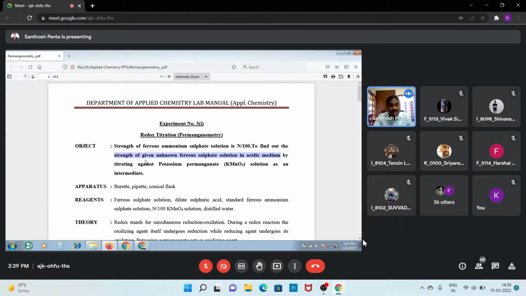We have to determine the strength of ferrous sulfate solution because this is the unknown sample. One solution was standard, another was unknown. So we have to determine that. Okay, that I will discuss.